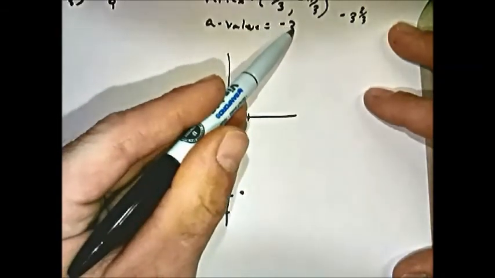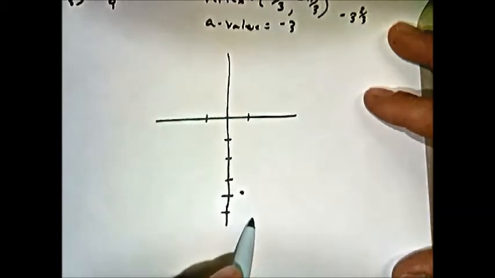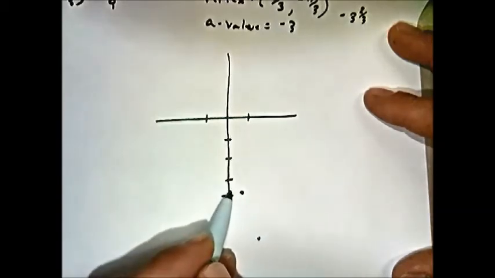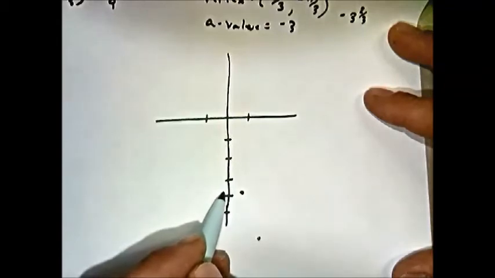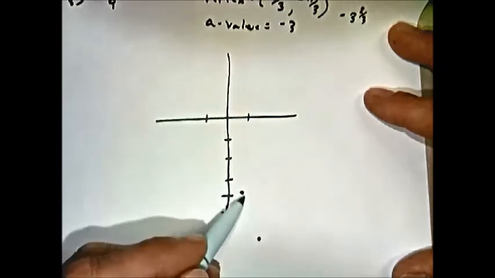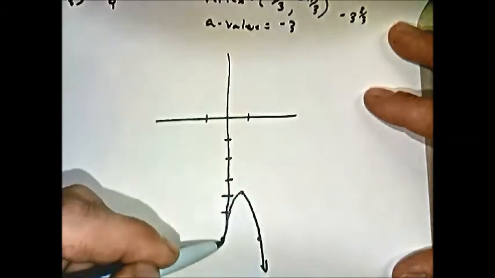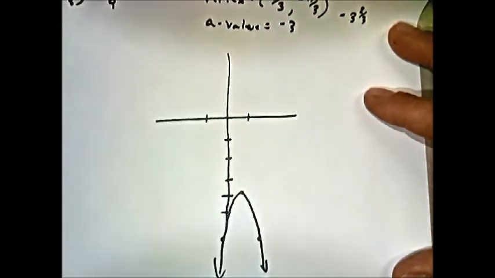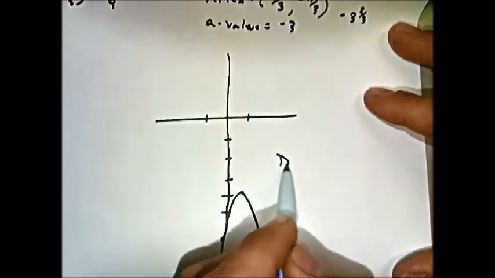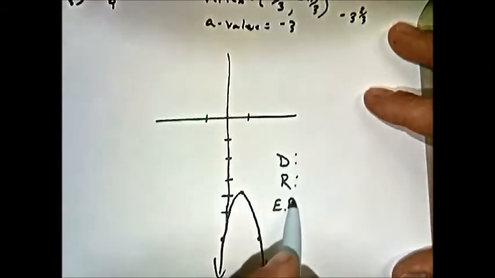Our a value is negative 3, so I'm going to come over 1 unit and down 3 units. In the same manner, I'm going to come over in the negative direction 1 unit and down 3. Remembering that these points are going to be mirror images or reflective of each other. And there's my graph. Now we can talk about our domain, our range, and our end behavior.